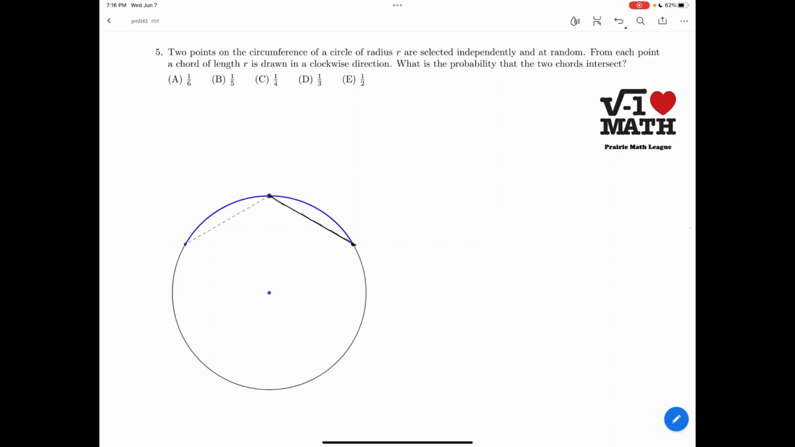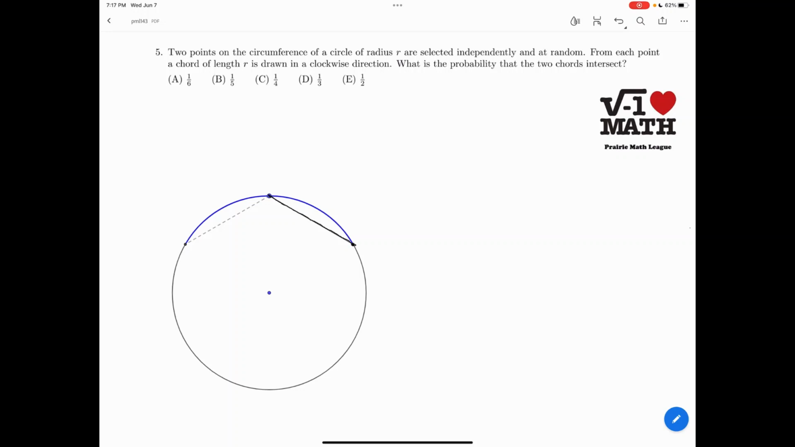Hello everyone. Today I will show the solutions for the Prairie Math League High School Round 143 Problems 5 and 6. So for problem number 5, we have 2 points on the circumference of a circle with radius r that are selected independently and at random.